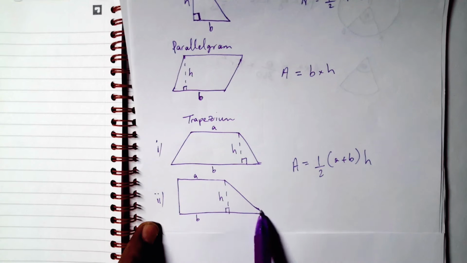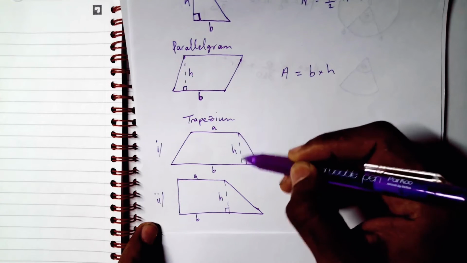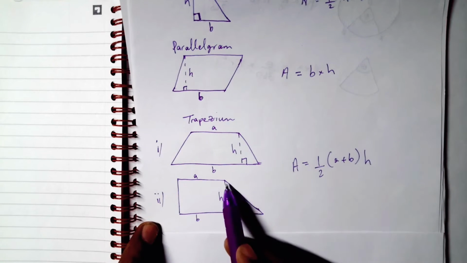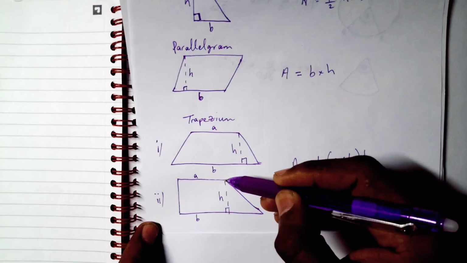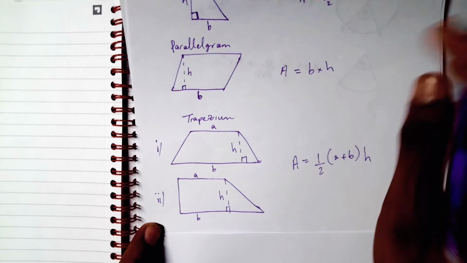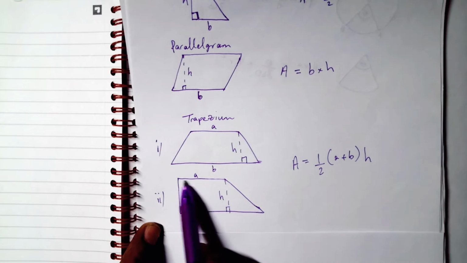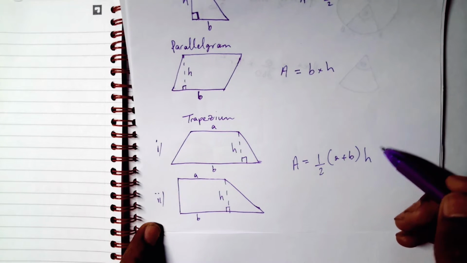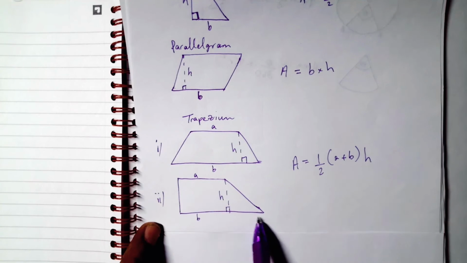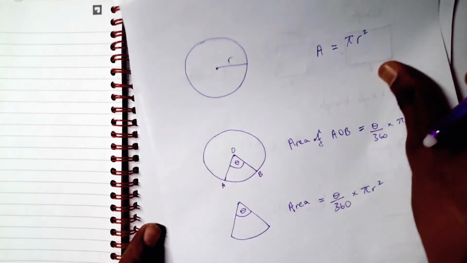All the length right here, all the length right here. And the height is the vertical line between the top and the bottom, not the slant side. The height is the vertical line from A to B, the vertical line connecting A and B. So we have half A plus B multiplied by H. Half A plus B multiplied by H. We continue.